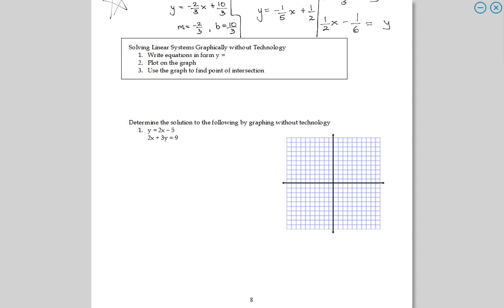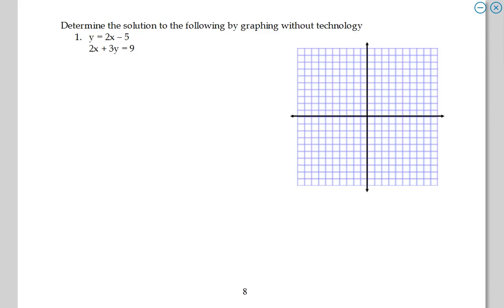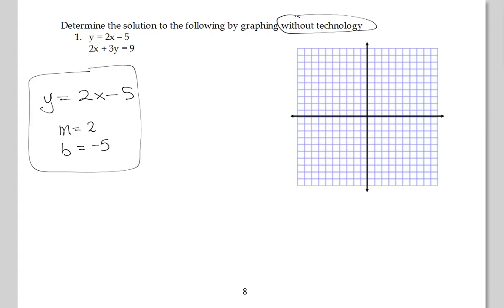Okay, so now without technology, because tomorrow we're going to do it with technology, but today's without. We're going to take these two equations, graph them, and then find out where they meet. The first one is already isolated into mx plus b. So the first one's good. The slope is 2, and the y-intercept is -5. So that one's already done.